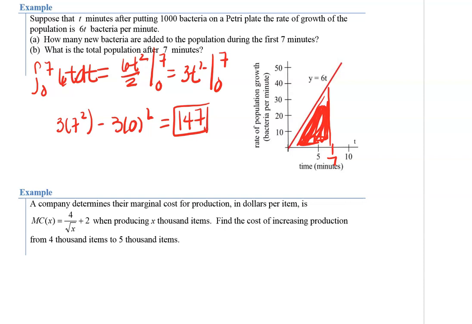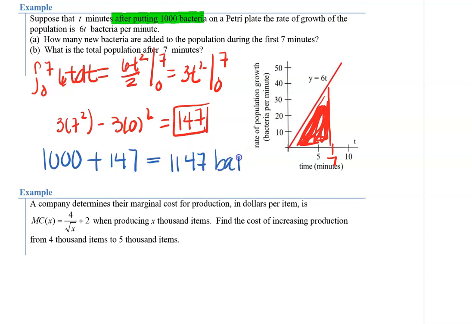Now in part B, it says, what is the total population after 7 minutes? Well, the 147 is the new growth. We were putting in 1,000 bacteria. So if we take the 1,000 bacteria that we start with, plus the 147 of new growth, we get a value of 1,147 bacteria. So this didn't go back to a calculus concept. This went back to just information that was given in the problem. So, you know, we've looked at a robot, we've looked at the bacteria. Let's go into the business part of it now.